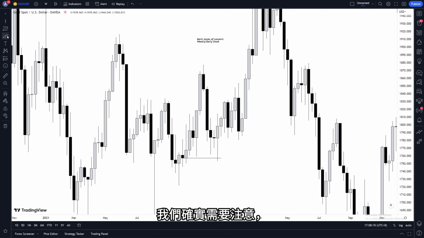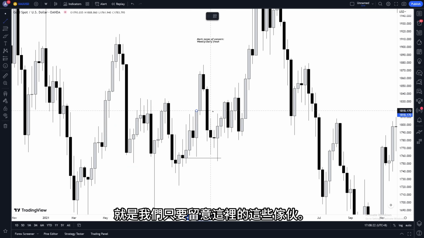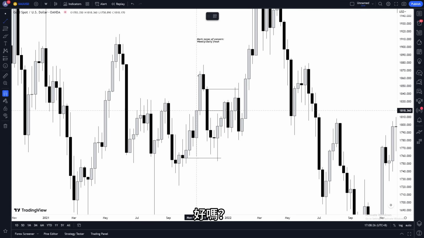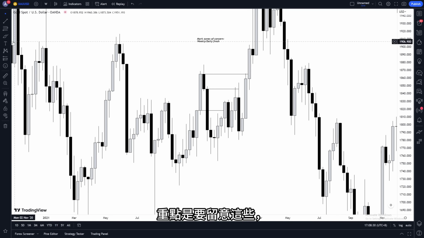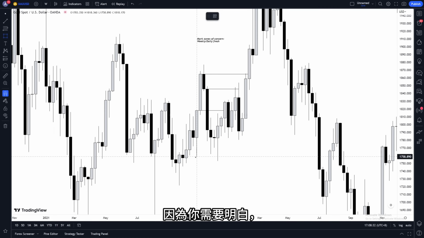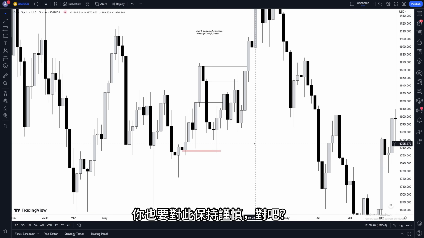We do need to be aware, keep it at the back of your head, of these guys right here. Okay, be aware of these, mark these out, and like I said, be aware. The whole point is to be aware of these, because you need to understand these are your major points of concern where price probably would turn against you. Even if it's for a split second, you want to be cautious about it, right? Because I'll show you why.